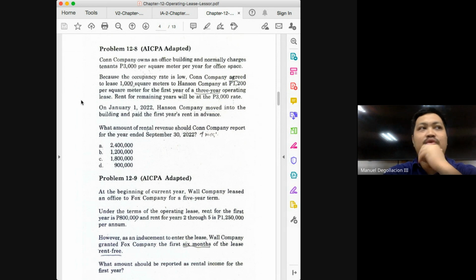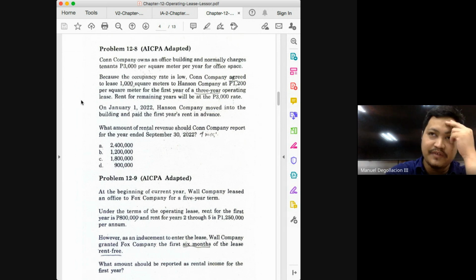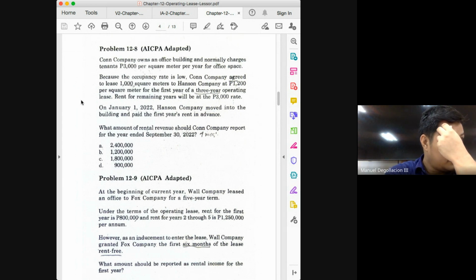So what then are you supposed to do? Determine the total amount that you would get out of the rental agreement. So how much then are you going to receive all in all? 1,200,000 in year 1, 3 million in year 2, 3 million on year 3. So for the entire 3-year lease, you will receive a total of 7,200,000. Then, using straight line, spread it out through 3 years, divide 7,200,000 by 3 years. How much is that? 2,400,000. So that would be your annual rental income.